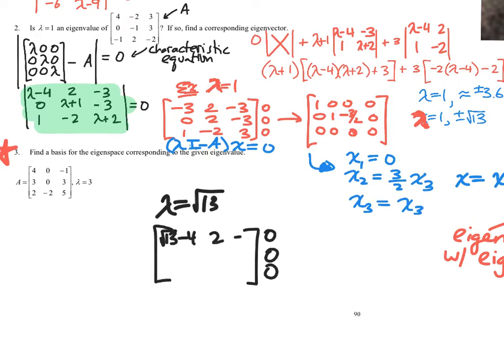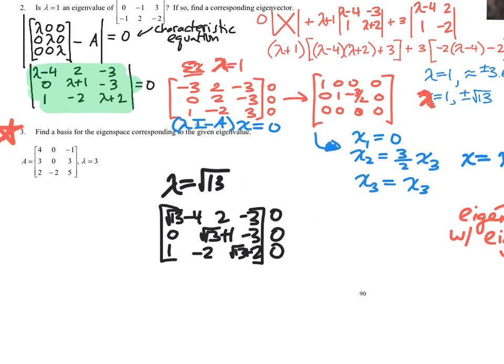Then 2, negative 3. Then 0. Then rad 13 plus 1. Negative 3. Then 1, negative 2, and rad 13 plus 2. All right, so all I'm doing is replacing each one of these values along the main diagonal. I'm replacing the lambdas with a rad 13.